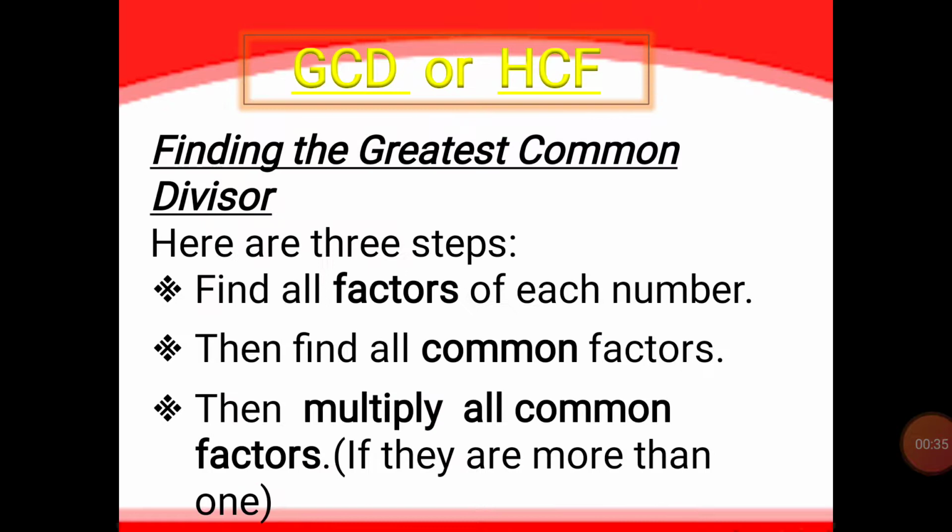For finding the greatest common divisor, here are the 3 steps. Number 1, find all the factors of each number. Number 2, find all common factors of the given numbers. And number 3, if you get more than one common factor, then you have to multiply all the common factors to find HCF.